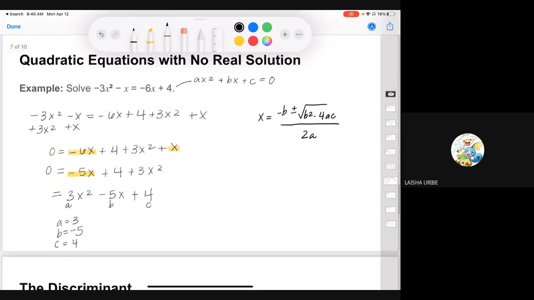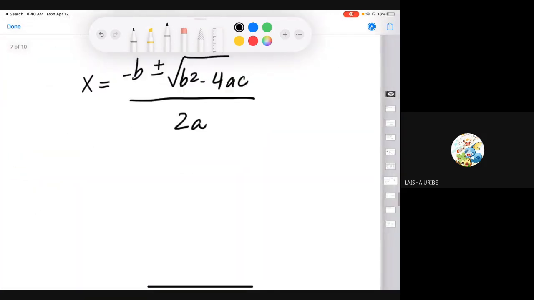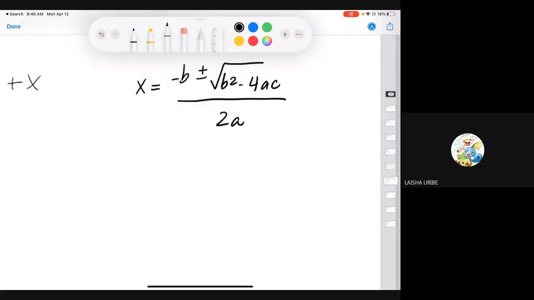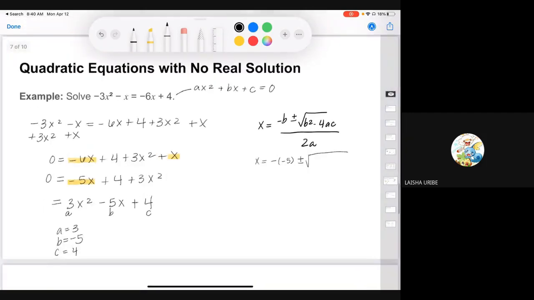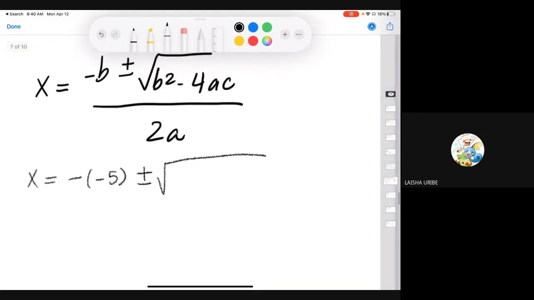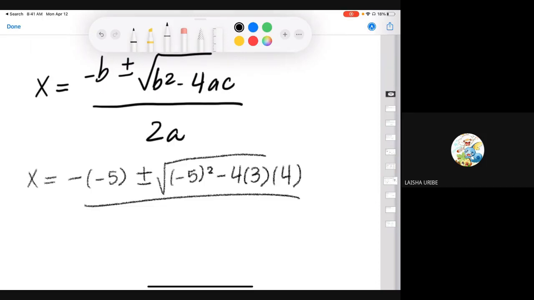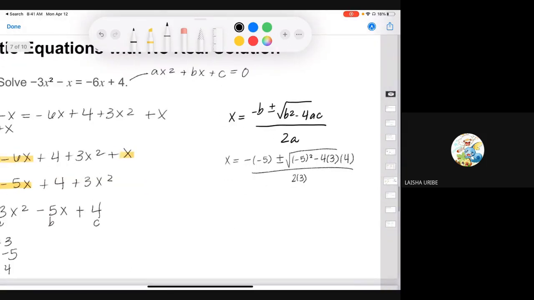Okay, so I'm going to go ahead and plug that into the quadratic equation. And basically, I'm just taking my A, B, and C, the ones that I have right here, and I'm just plugging that in. So B is -5, C is 4, A is 3. And that's what I'm plugging in. We can simplify that.